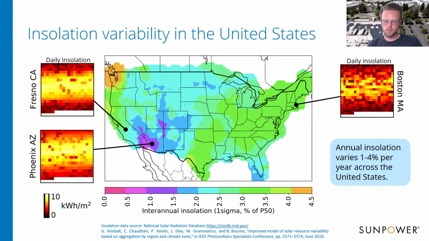Just to talk about annual values for a bit, the map in the middle here shows the 1 sigma standard deviation of annual insolation values in the United States. You can see that across most of the country, variability is between about 2 to 4%. Also in the desert Southwest is where the year-to-year behavior is most stable, getting down to around 1% interannual insolation.